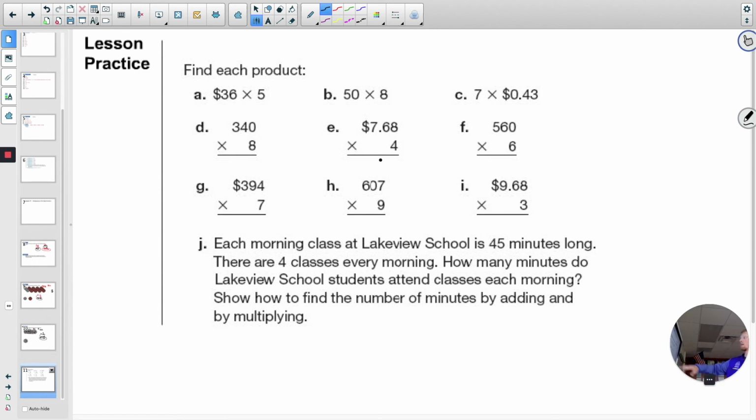So if I'm doing letter E, 4 times $7.68, I need to make sure I keep my decimal spot here. So I'll do this one for you. 4 times 8 gives me 32. 4 times 6 gives me 24, plus 3 is 27. And 4 times 7 gives me 28, plus 2 is 30. So $30.72.